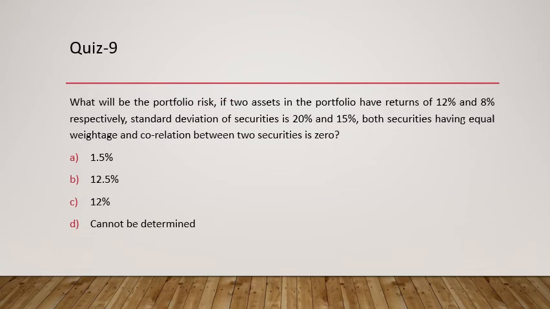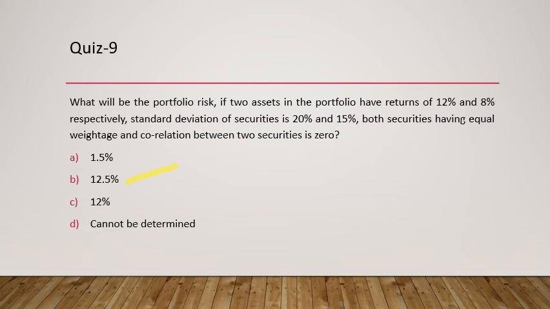Let us move to question number 9, which says what will be the portfolio risk? Okay, if two assets in the portfolio have return of 12% and 8%, standard deviation of these securities is 20% and 15%, and both securities have equal weightage, and correlation between the two securities is 0. So here we will use the Harry-Markowitz formula. And if we use the Harry-Markowitz formula, we will assign weightage of 50% and 50% to both the portfolios. Since correlation is 0, we will not factor in the correlation impact at all. And the answer, if you work on it, will work out to be 12.5%. Okay, so that's the answer that we will get. And that is logical also, as part of the derivation of this solution.